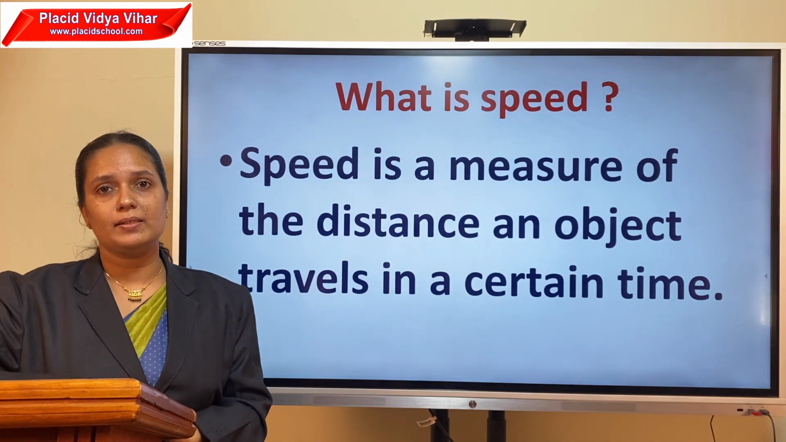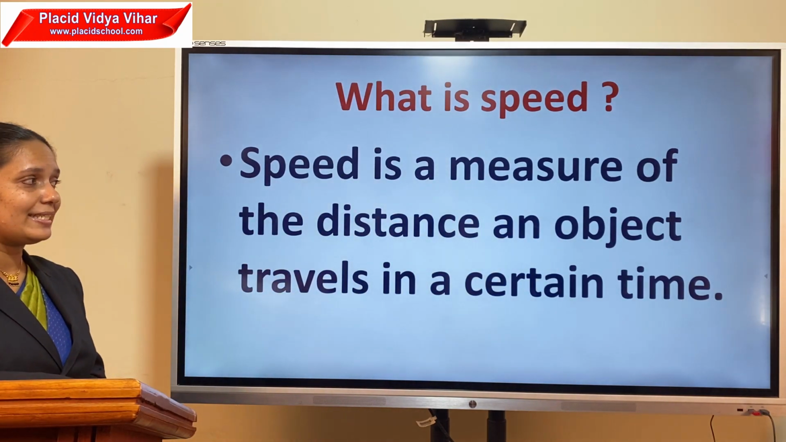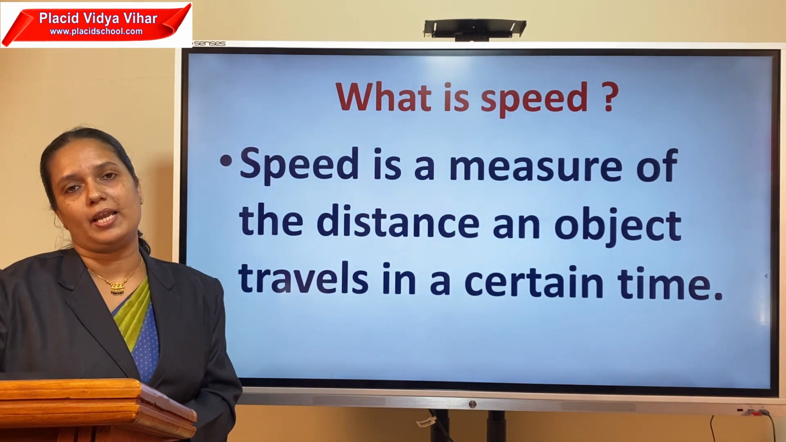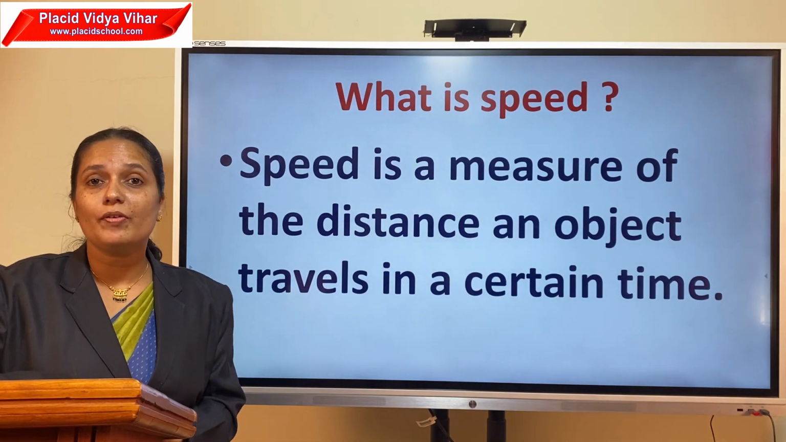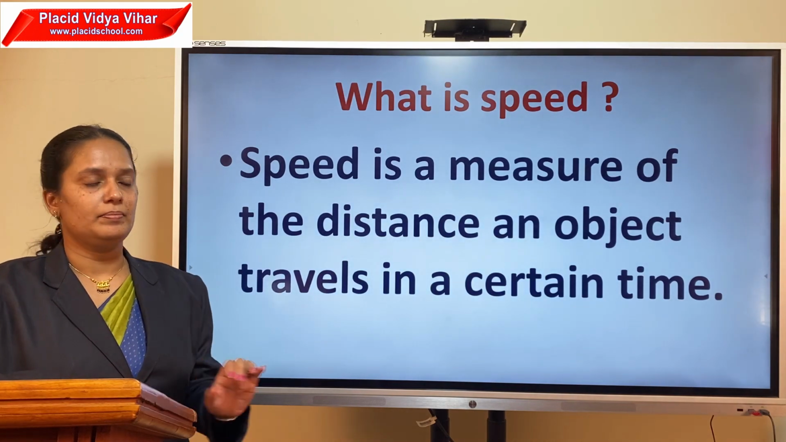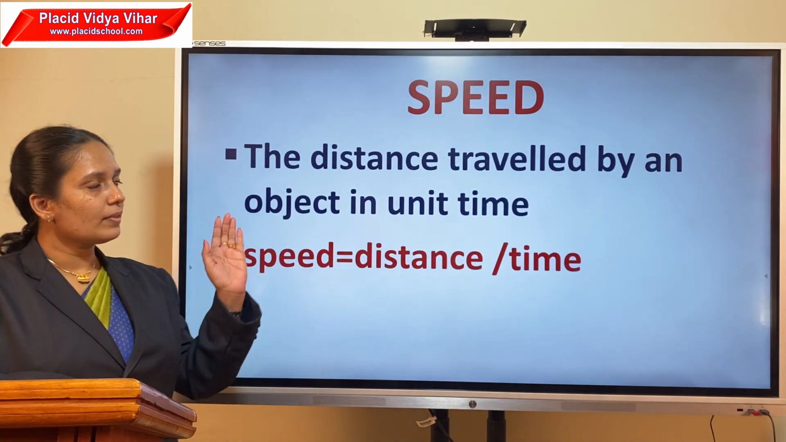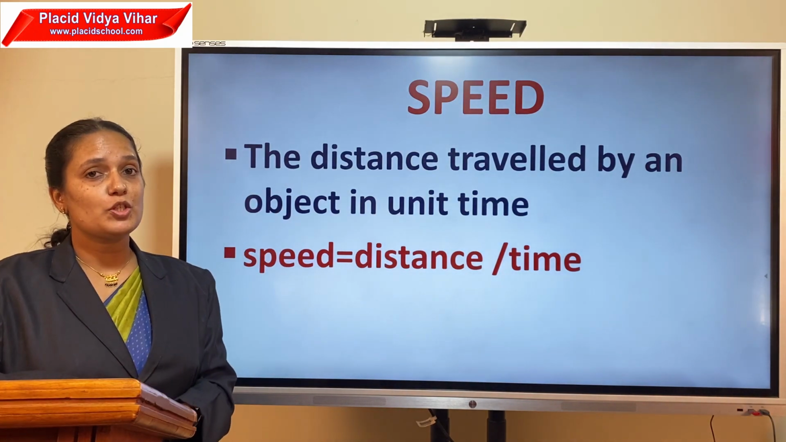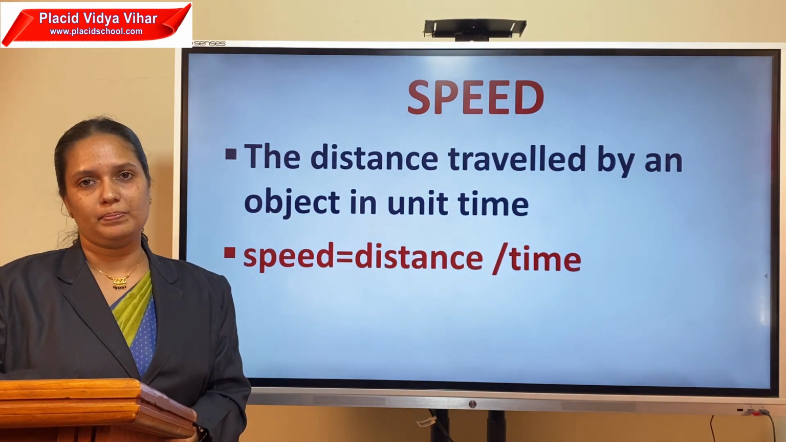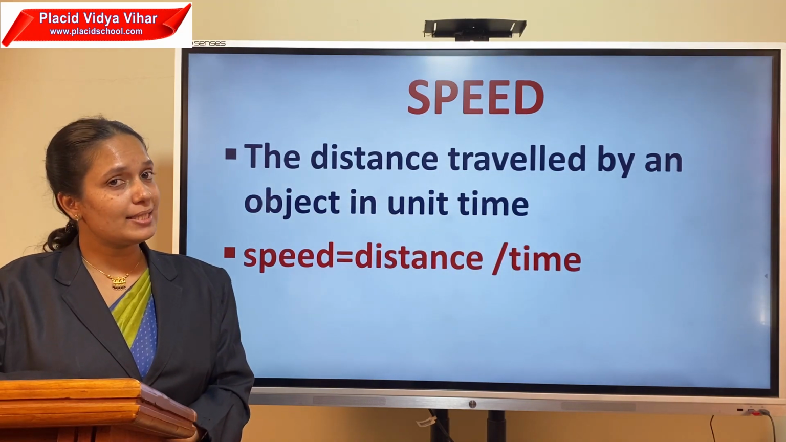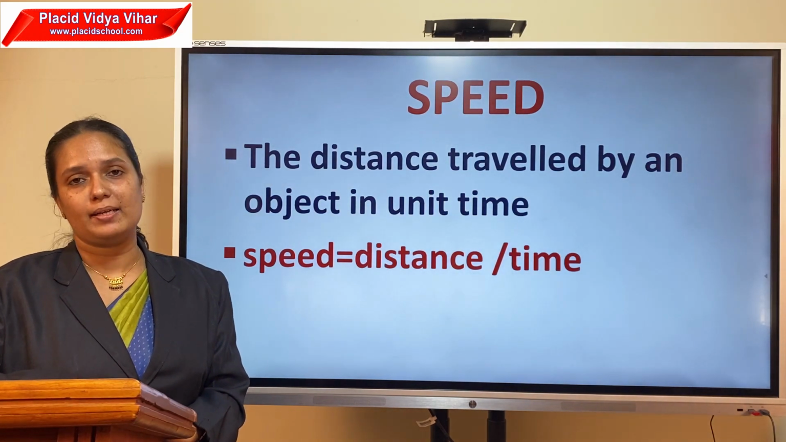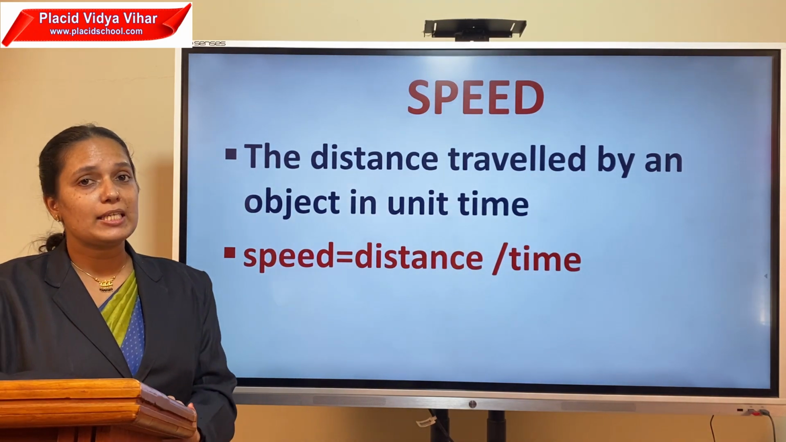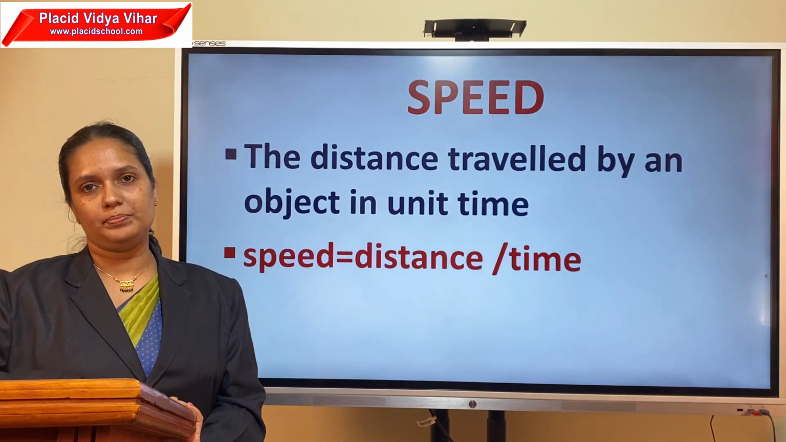What is speed? Speed is a measure of the distance an object travels in a certain time. Then how do we define it? It is defined as the distance traveled by an object in unit time. On the screen, you can see the mathematical formula for speed. That is, speed equals distance traveled divided by time taken.